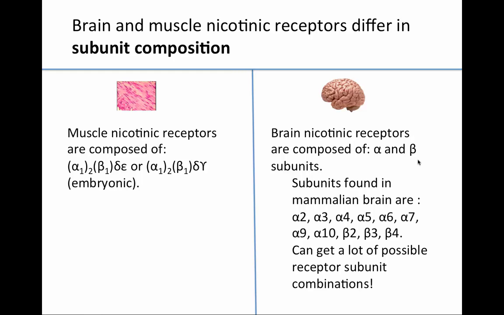The receptors also differ in their subunit composition. Muscle nicotinic receptors are composed of alpha-1, beta-1, delta, and epsilon units, or in the case of embryonic muscle, alpha-1, beta-1, delta, and gamma. In the brain, there are many different subunits of brain nicotinic receptors that have been discovered. There are 8 alpha subunits and 3 beta subunits expressed in the mammalian brain. As each receptor is only composed of 5 subunits, there can be many different combinations that make up a receptor.